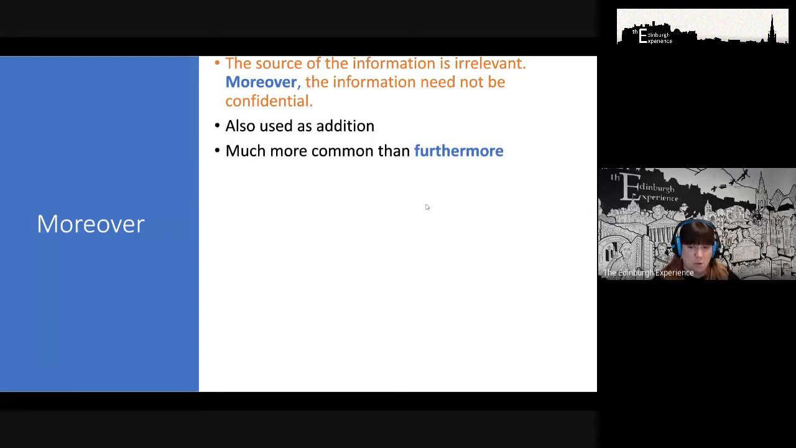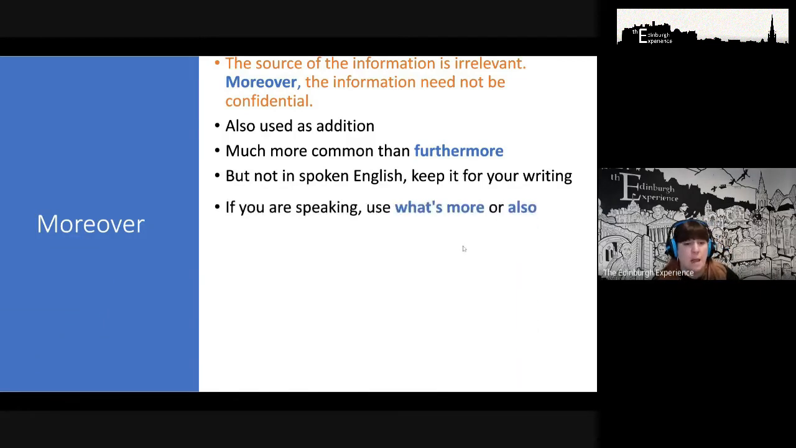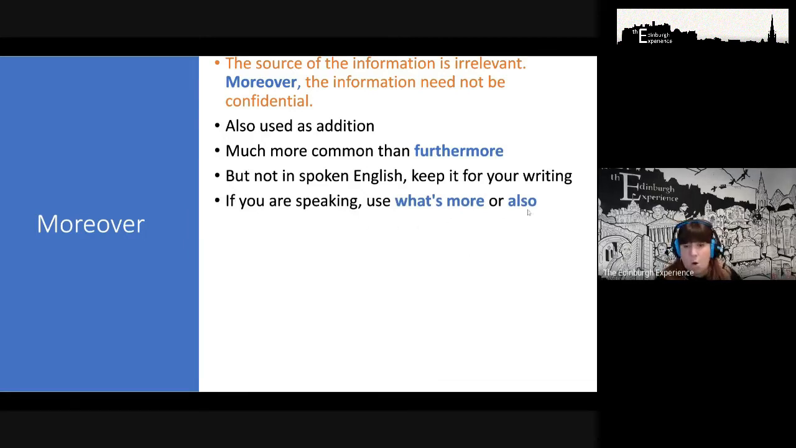So it appears much more often, but not in spoken English. So it's a high frequency word in written English, much higher frequency than furthermore is, but not for speaking. Yeah, if you're speaking, we want to use the word what's more or the word also, okay? A great word which quite often gets forgotten about. Okay, so moreover is a synonym of furthermore, but it is less academic than that, all right?